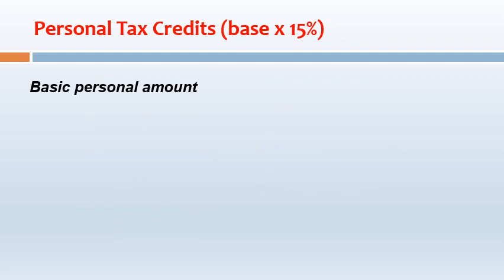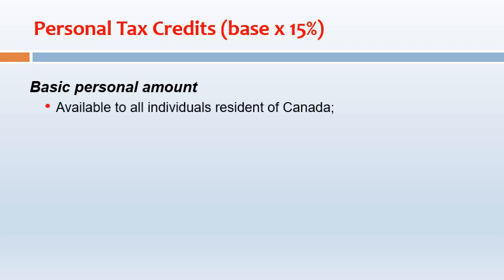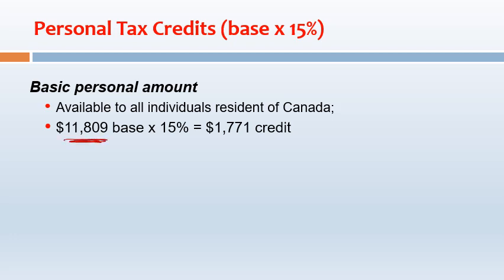Okay, we are going to start our magical tour through the world of personal tax credits by starting off with the basic personal amount. Now, the basic personal amount is a tax credit that's available to all individuals who are resident of Canada, irrespective of your income level. How it works is sort of like this. We have a base amount that is established on an annual basis, and it changes with inflation, so it's indexed to inflation every year. That base amount is then multiplied by 15%.